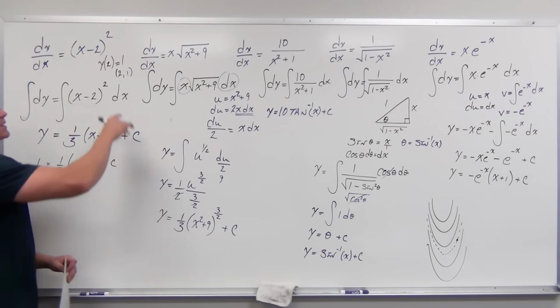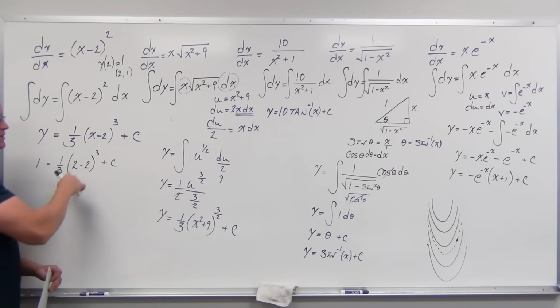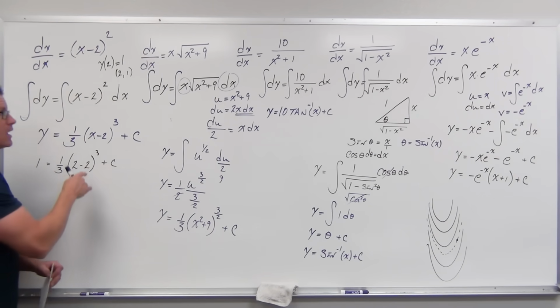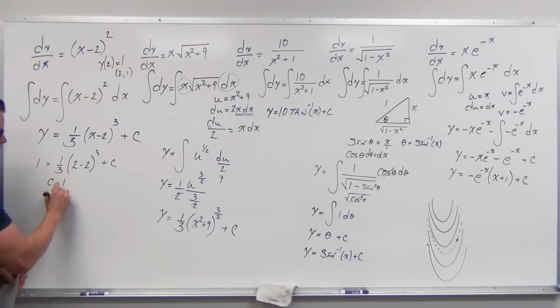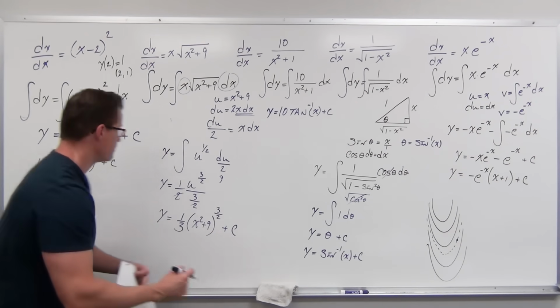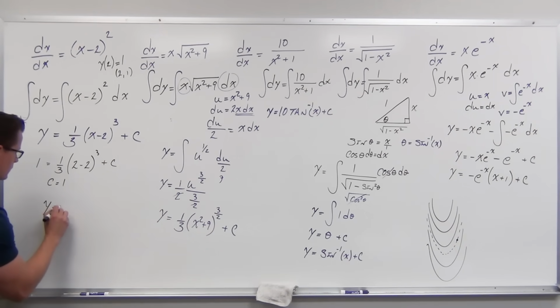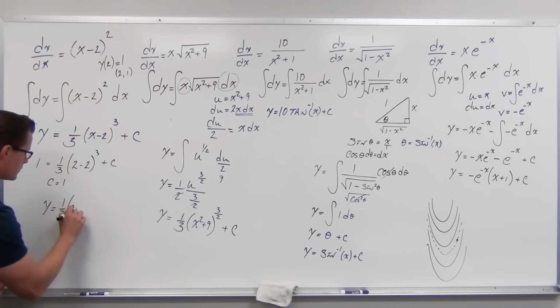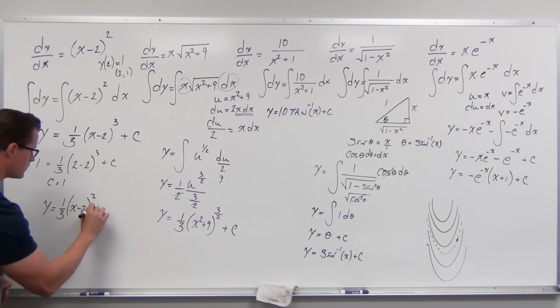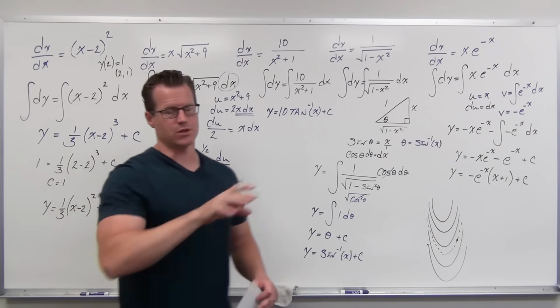In our case here, if x is 2, 2 minus 2 is 0, 0 cubed is 0, 1/3 times 0 is 0, plus c is c, and we know that that's 1. So c equals 1, and then all we do is rewrite that. That's no longer a general solution.